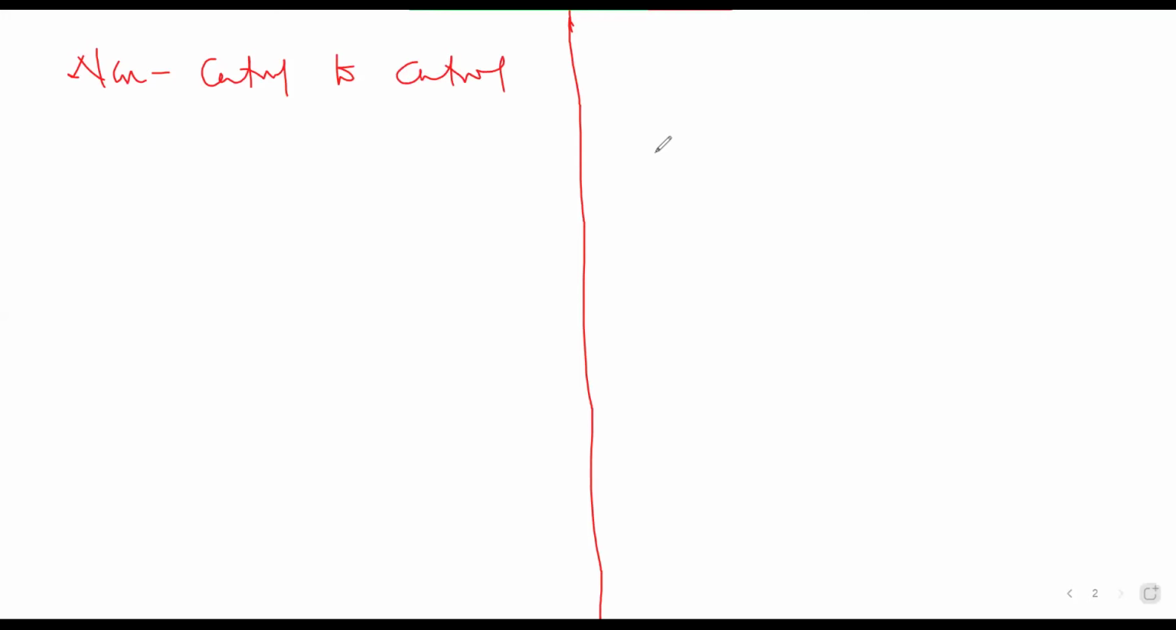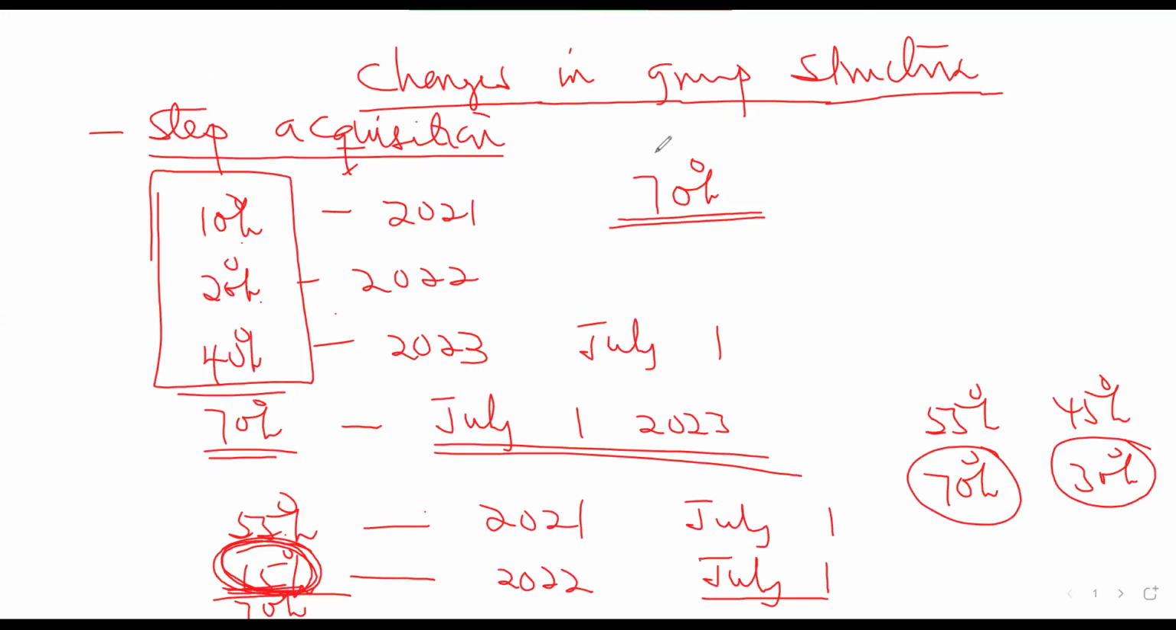Okay, so the step acquisition is a situation where a control will be gained in stages, or a control will be gained in the first transaction, but we are going to acquire further shares from the NCI. We want to increase our shareholding in the company. So we purchase additional shares from the NCI. So step acquisition, we have from non-control to control. Non-control to control, that is the first one. The non-control to the control is the first example that I've done.